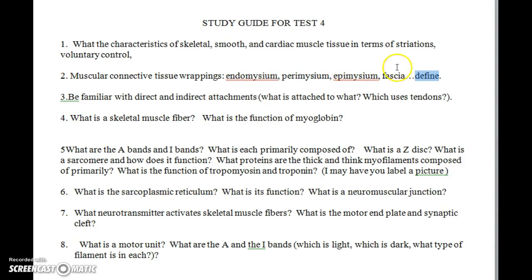Here we got 4. So yeah, 2 to 3 of those 4 will show up. Like one of them wraps groups of muscles, and one of them wraps fascicles, and one of them wraps muscle fibers, and one of them wraps the whole darn muscle, and know which one of those do what.